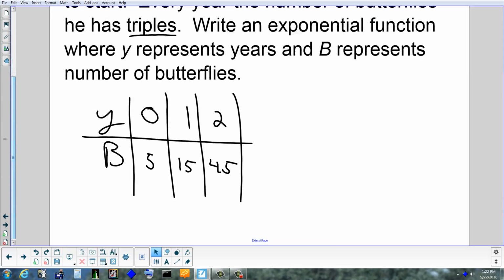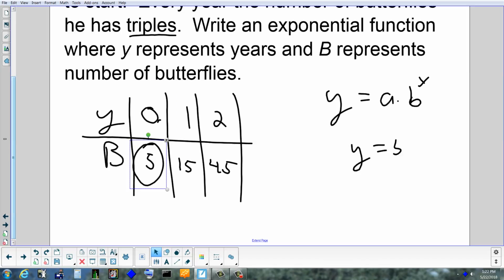What's your formula for an exponential curve? Y equals A times B to the X. I'm hoping that I wrote it as a table, now you recognize what to do. How do you get A? Go to 0, look down, and it's whatever number is with the 0. I know our letters are different this time because we're using B and Y for butterflies and years. Look at the 0, pick the number that's with it. So A is 5.